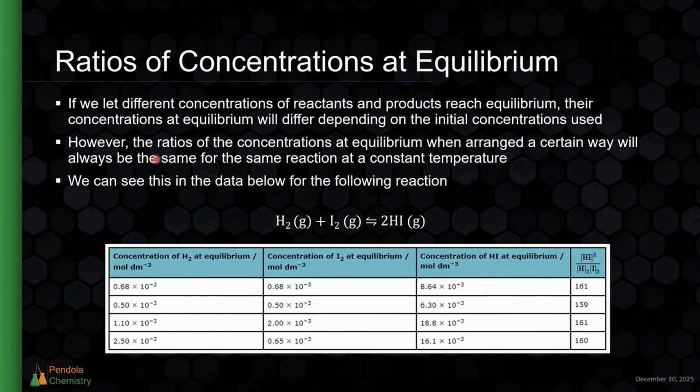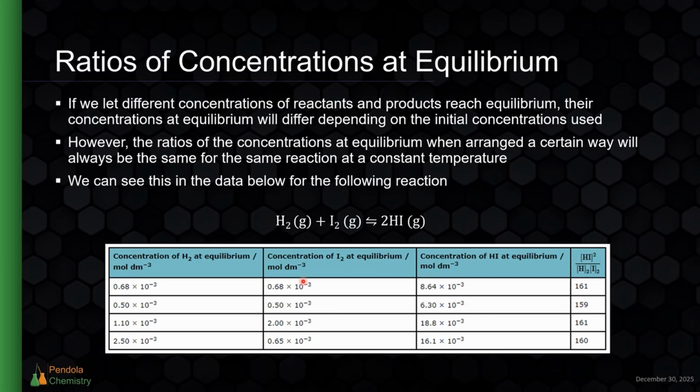So equilibrium expressions and equilibrium ratios are all about the ratios of the concentrations of the reactants and products at equilibrium. Their concentrations at equilibrium might be different depending on how much the initial concentrations were. For example, if we had hydrogen reacting with iodine to make hydrogen iodide, depending on the concentrations of hydrogen, iodine, and hydrogen iodide initially, the concentrations of these compounds are going to be different at equilibrium.